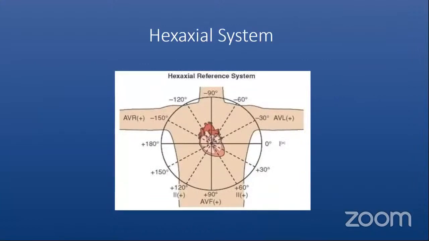To remember the hexaxial system makes it very easy to interpret the ECG logically, especially to understand the heart's electrical axis on the frontal plane. The hexaxial system is made of the 6 limb leads. You can see lead 1, 2, 3, and then AVL, AVR, and AVF. Lead 1 and AVF cross at a right angle, which makes about a 90 degree angle.